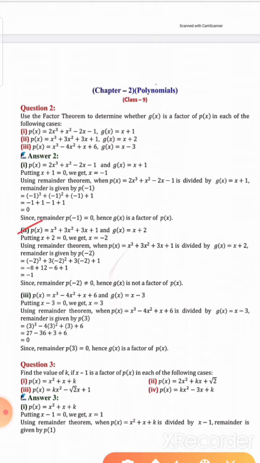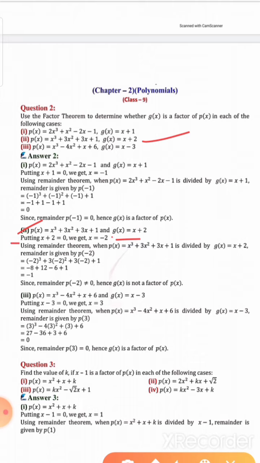Similarly, in the second part, our polynomial p(x) is equal to x³ + 3x² + 3x + 1 and g(x) is equal to x + 2. We have to find whether g(x) is a factor of p(x). For that, first we find the root of g(x): putting x + 2 equal to 0, we get x = −2. For the value x = −2, we have to find whether p(−2) is 0.